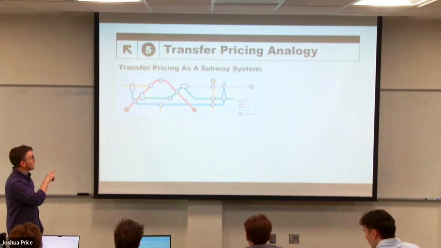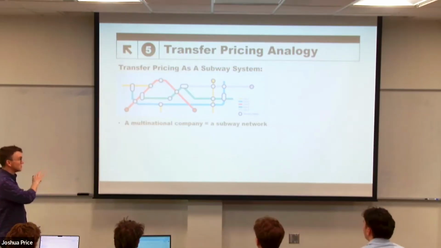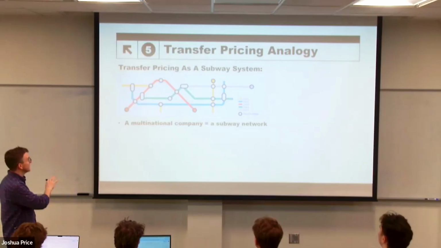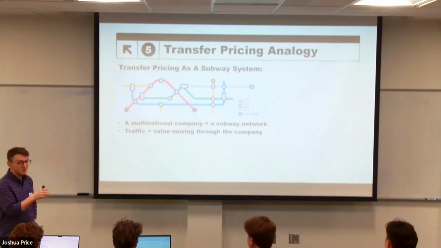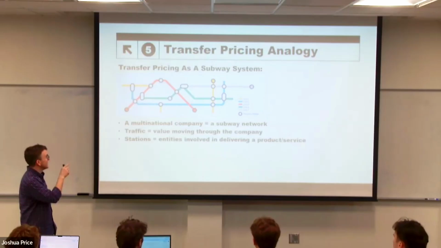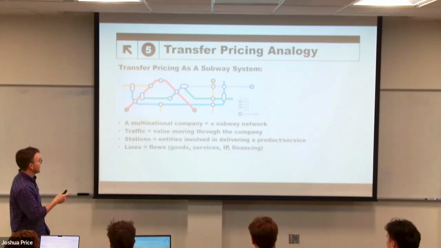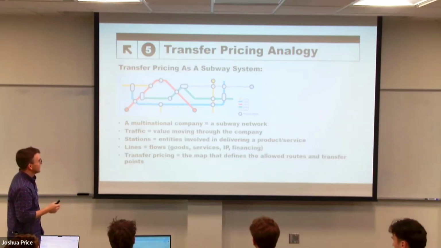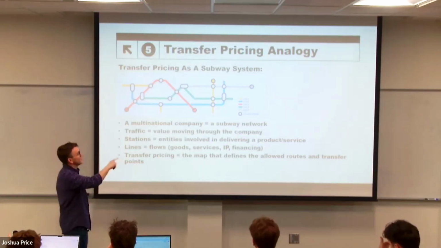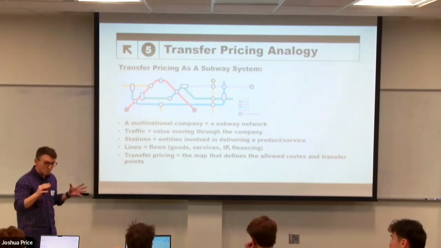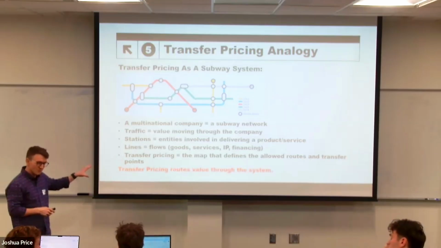I want you to think of transfer pricing as like a subway system. I've got a really crude graphic here, but you get the idea. The multinational company is like the subway network you see here all over the place. Traffic that moves through this subway system is like value moving through the company, and you've got these different points. Stations, like those little white dots, are entities involved in delivering that product or service. Lines are the flows of goods between each of those stations. And transfer pricing is like drawing up the map and figuring out where those lines need to run and intersect in order to make the system work effectively. I would go back to this slide after we get to the end because it'll start to make more sense. It's a good analogy.